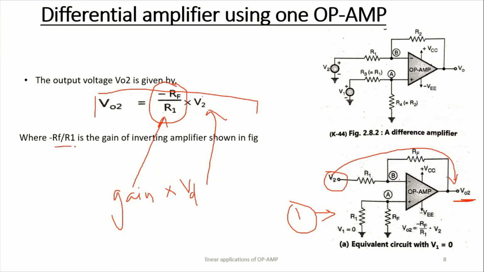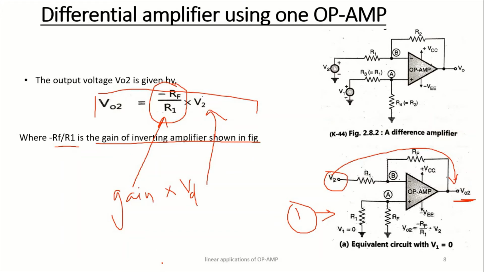Here the minus sign in minus RF upon R1 indicates a negative response of an inverting amplifier, meaning input and output are 180 degrees phase shifted from each other. Minus RF upon R1 is the gain of an inverting amplifier as shown in the figure.